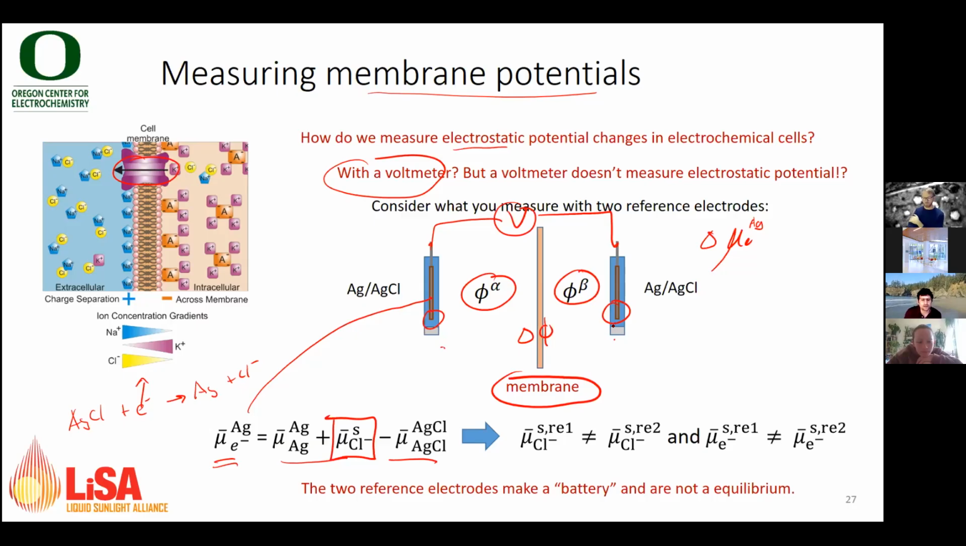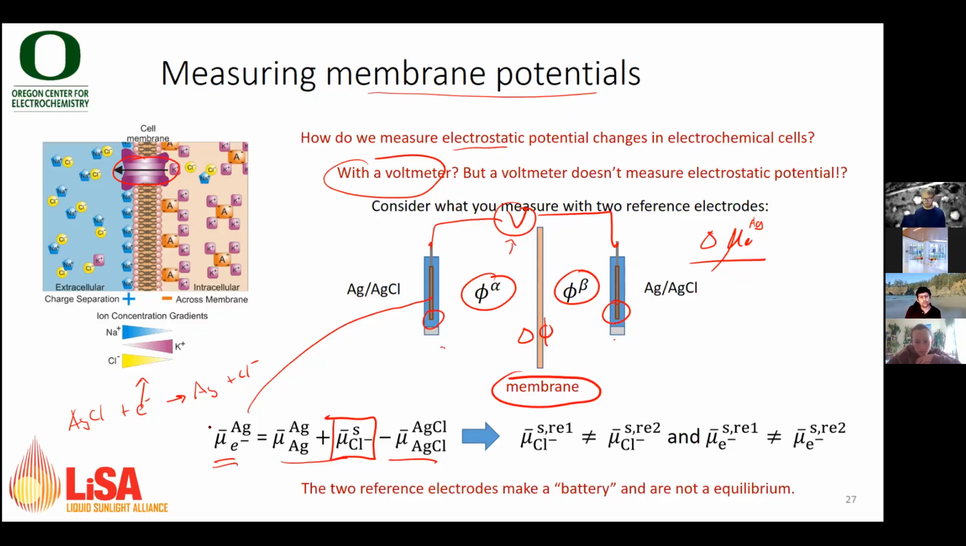So I know that when I put a voltmeter between two anythings, what I'm measuring is the change in electrochemical potential of the electrons. That's what I'm measuring with the voltmeter between the two leads. So if I want to understand what this delta phi, this change in electrostatic potential is, somehow I need to relate it to the voltage I'm measuring, because the voltmeter doesn't measure an electrostatic potential directly, right? It measures a change in electrochemical potential of the electron.